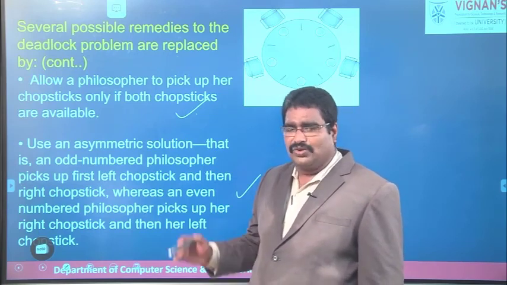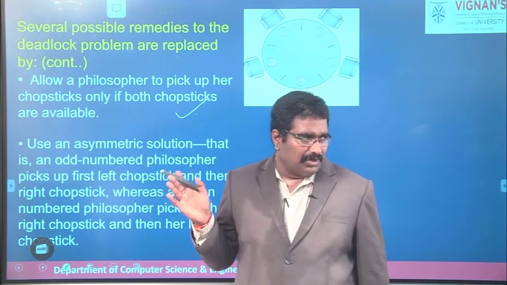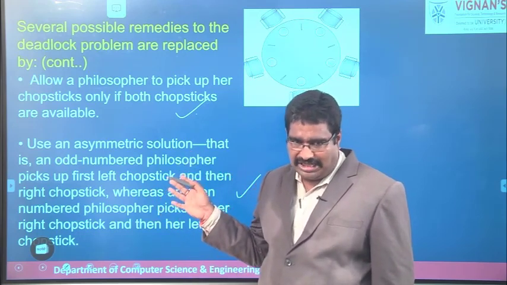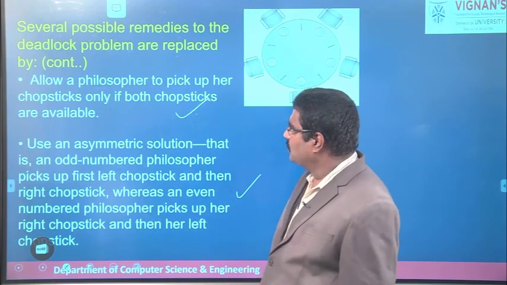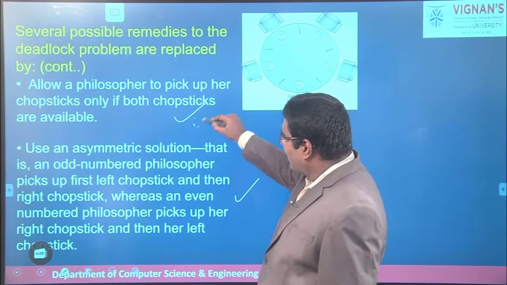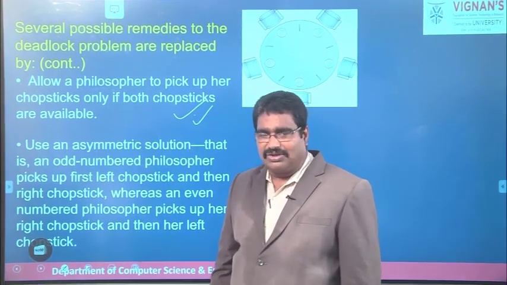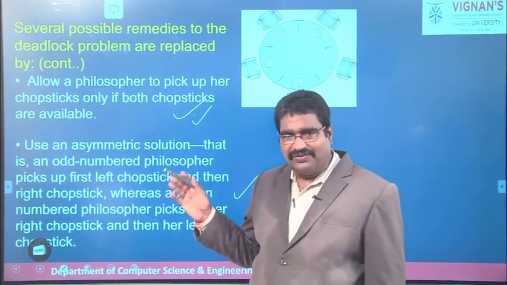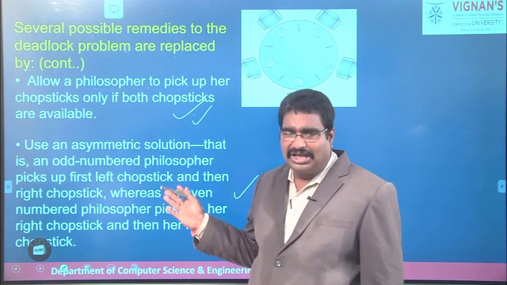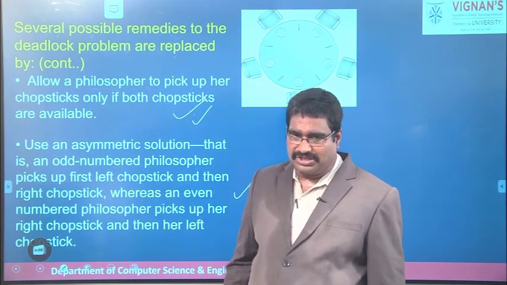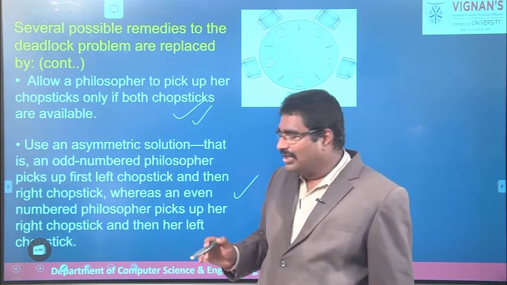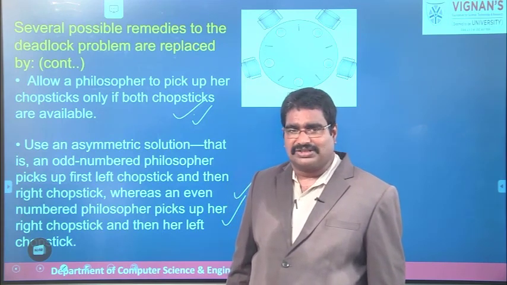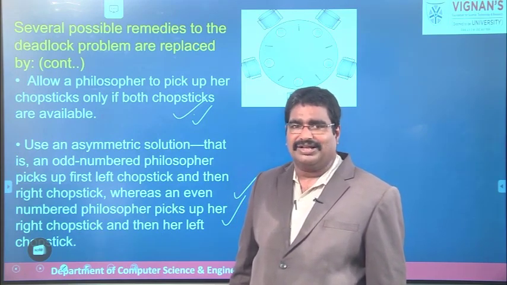To eliminate the deadlock problem, the possible solutions are: one, at any instant of time only 4 philosophers are allowed, so the deadlock problem cannot occur. Another possible solution is to allow the philosopher to pick up chopsticks only if both are available, and then also deadlock cannot exist. Another is that even numbered philosophers take the left chopstick first and odd numbered philosophers take the right chopstick first, and then only the other one, and then also deadlock is not possible. So these are the 3 possible solutions for the dining philosophers problem without deadlock.